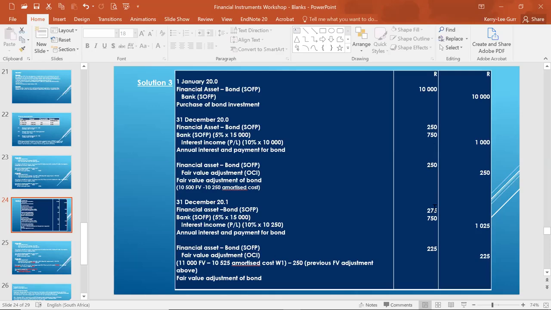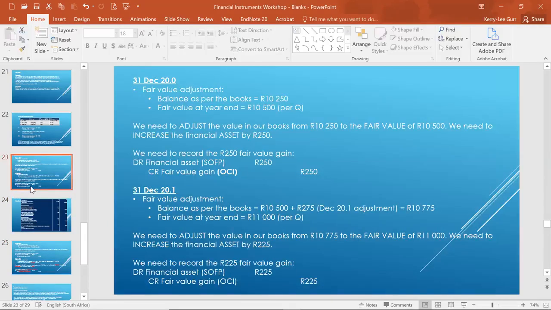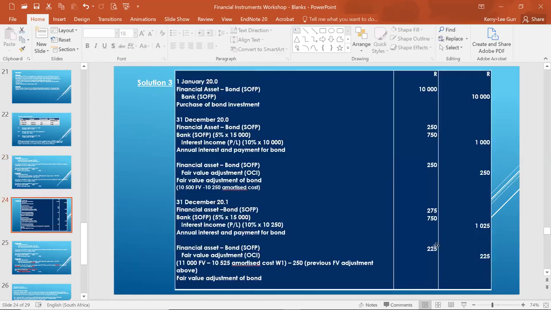So if you take the 10,000, add 250, we were sitting at 10,500. Then we processed a journal for another 275. Then we were sitting at a value of 10,775, and our fair value was 11,000. Okay, so you do have to do all your journal entries, and only right at the end would you look and want to determine, do we have a change in our fair value?